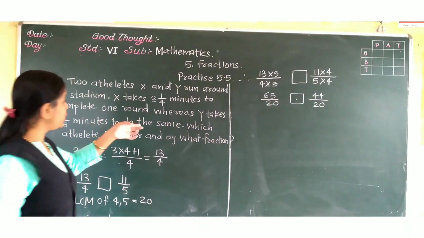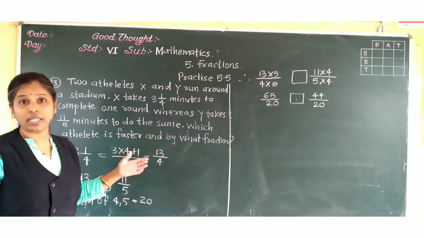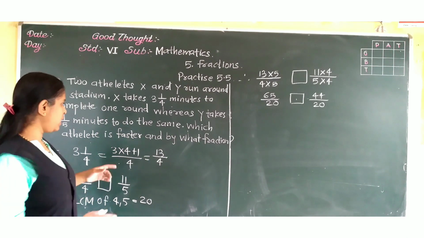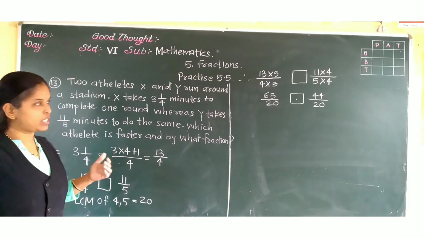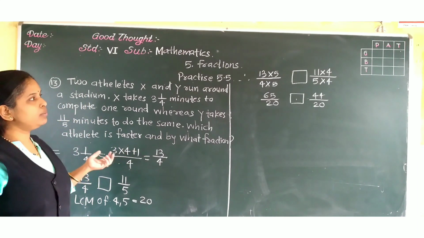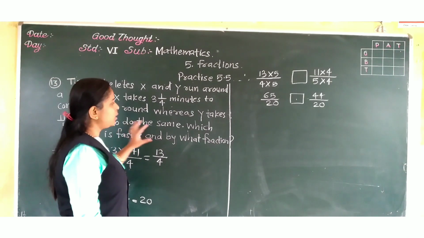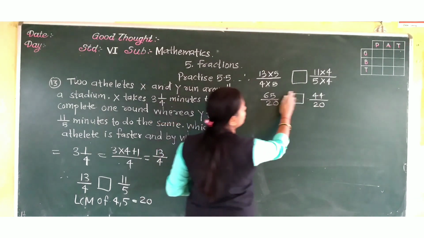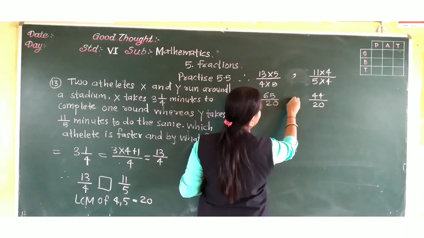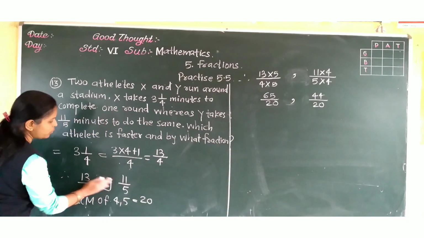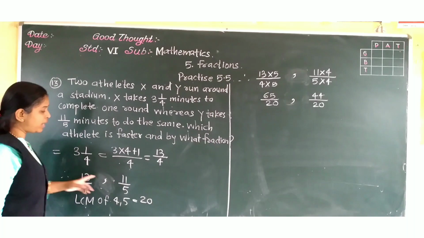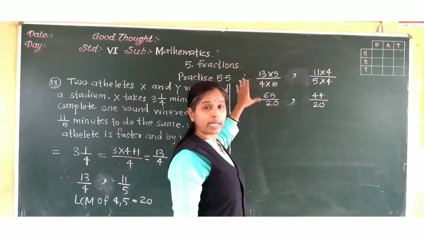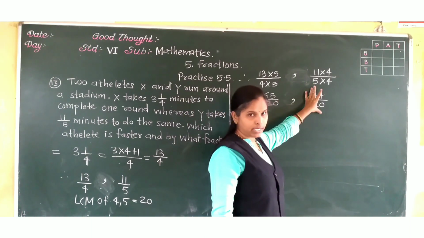So see, which athlete is faster? For that, what criteria is there? Who will take less time? That will be the fastest athlete, correct? And by what fraction is he fastest? So what we have to do? See here, we have to find out who has taken less time. Now if we compare, this is greater, means X has taken more time and Y has taken less time, correct?